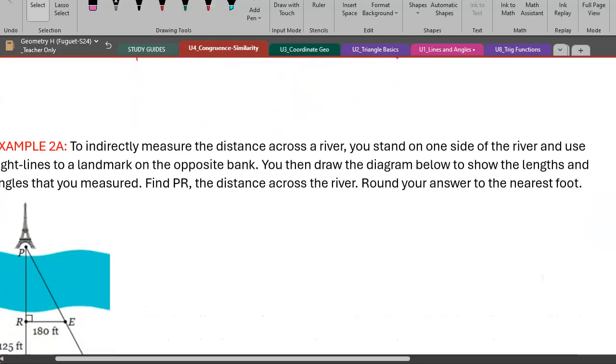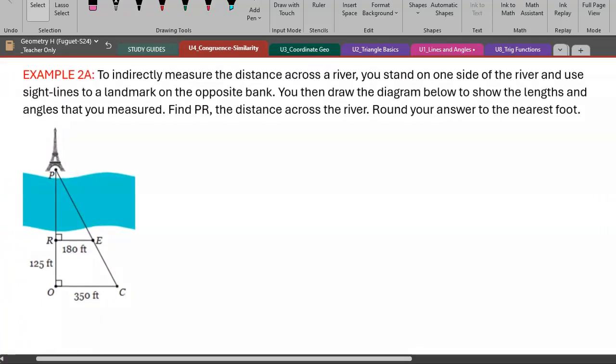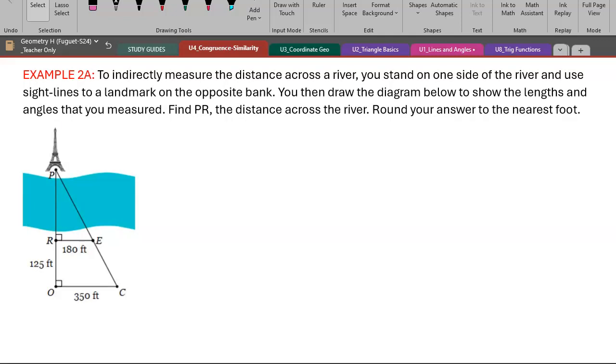All right, let's try the second example. In this second one, we want to indirectly measure the distance across a river. We're going to create some overlapping triangles to help us accomplish this. You can see the different sight lines that were measured on the ground, and our goal ultimately is to figure out this length here, x.